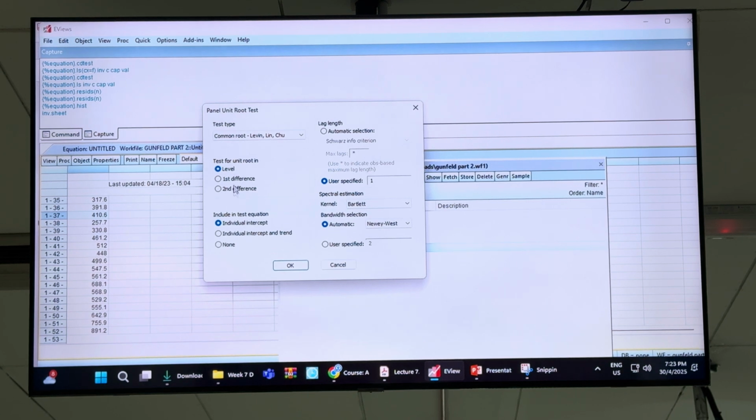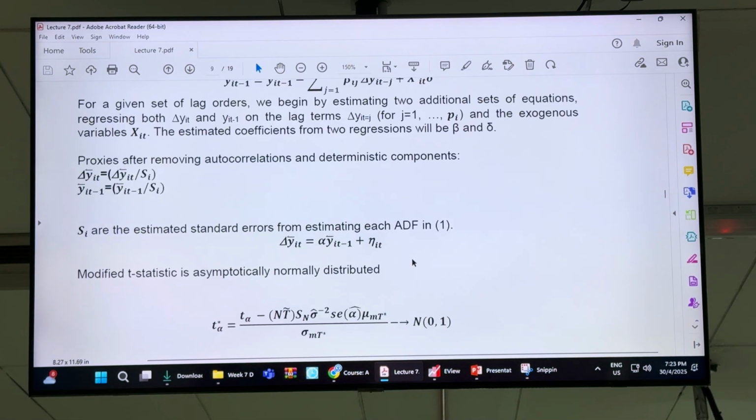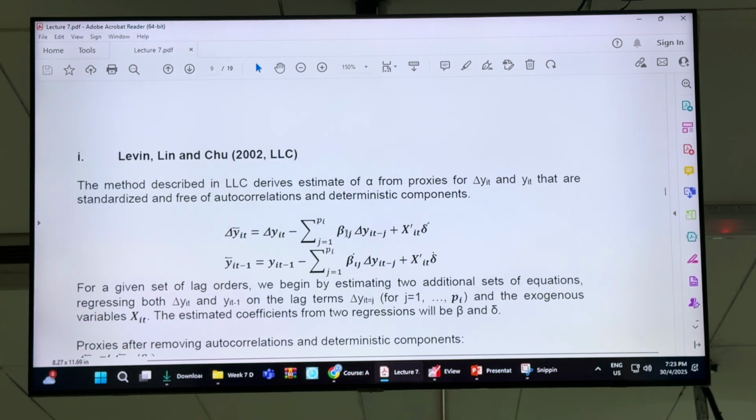So let's say for this one, I just check the individual intercept, and then for the lag length, as you observe from the model, we have to decide how many lags to use here. How many lags to solve for the autocorrelation? So how are you going to decide? Model selection criteria again, right?